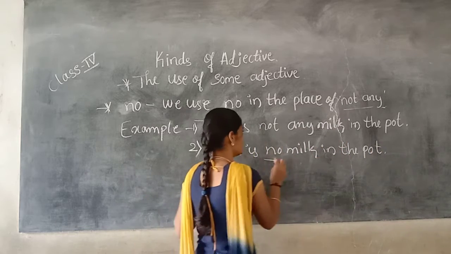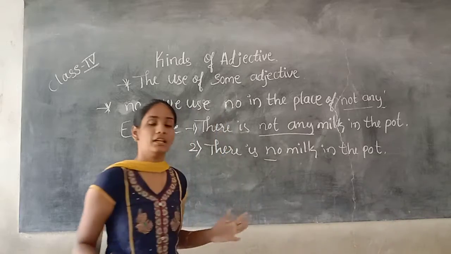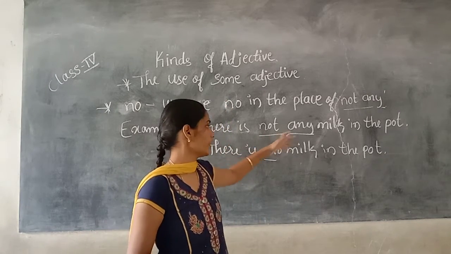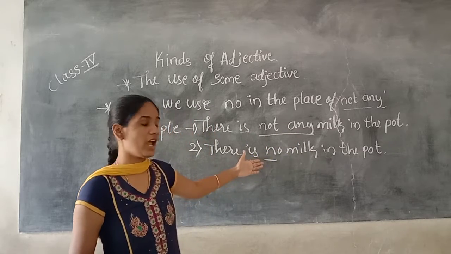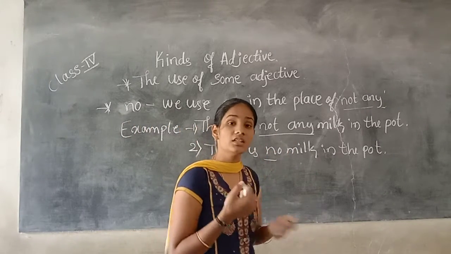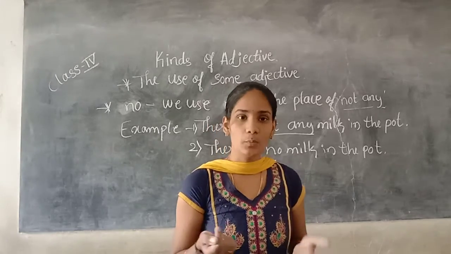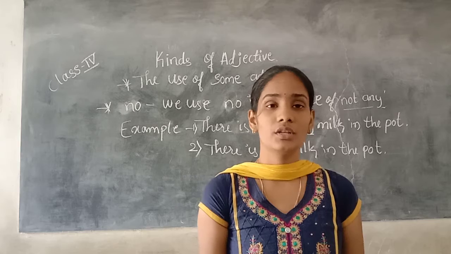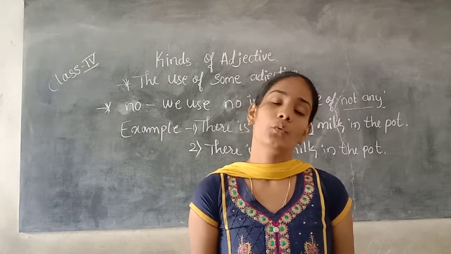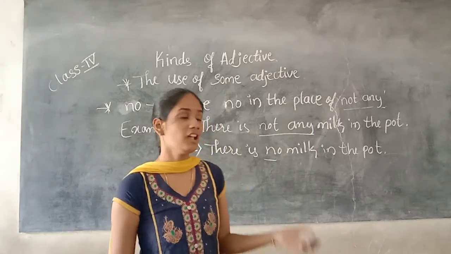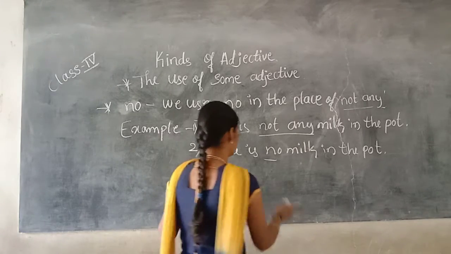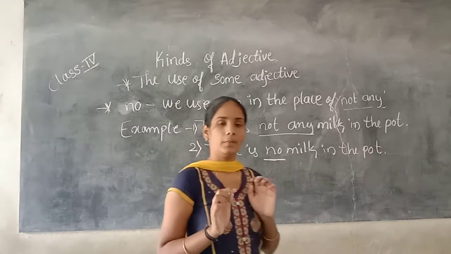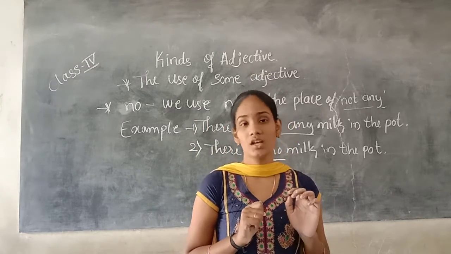So both the sentences are giving the same meaning. But in the first sentence we have used not any, and in the second sentence we have used no. Both sentences give a negative meaning only, but the words we use are different. We can use not any or no in the place. Both the words we can use to make negative remarks about the noun.